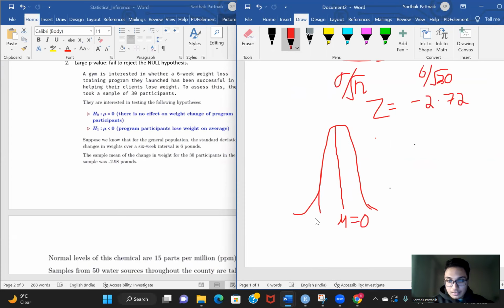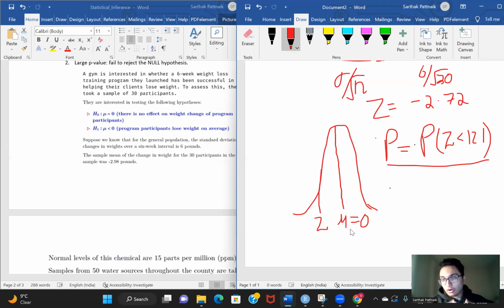if this is my Z value and I have to figure out my P value from the Z value, then P value is nothing but the probability of my Z value being less than mod of Z. Now this is because here we are concerned only with the one-sided alternative hypothesis where we need to find evidence of mu less than mu naught or mu less than 0.